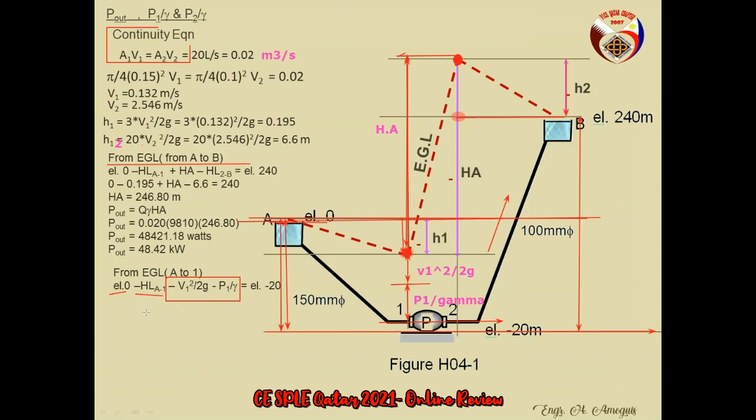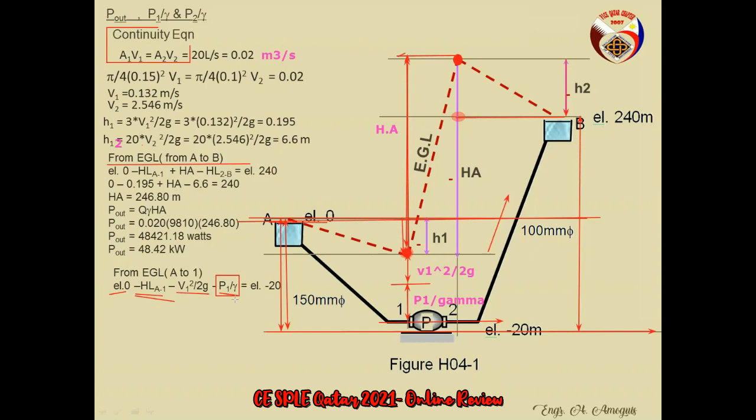Alright? So, kung makikita mo, meron kang head loss, meron kang velocity, of course, velocity 1, meron ka na, di ba? 0.132. So, b squared over 2g, kaya naman solve yun. And meron kang, ang P1 ang hinahanap or P1 over gamma. Yung question dito is find P1 over gamma or the pressure head.